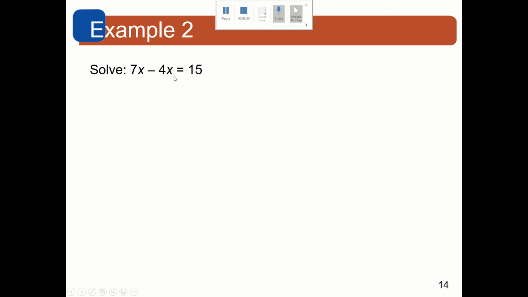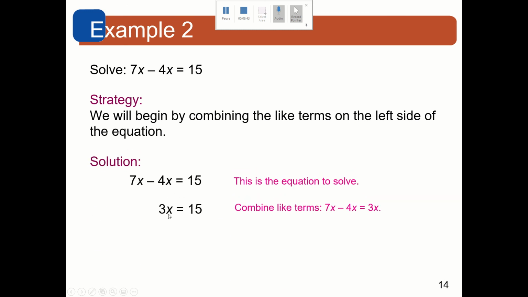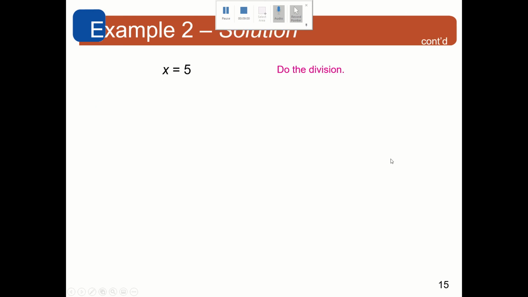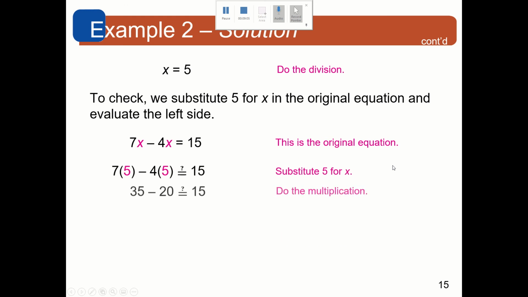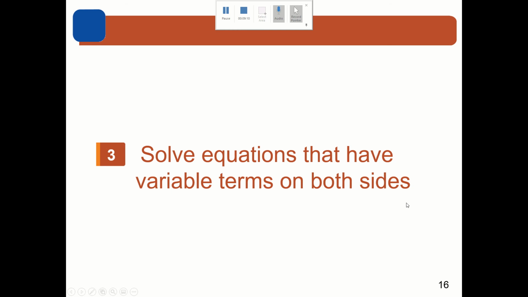I'm going to do 7x minus 4x first. So the first thing we're going to do is 7x minus 4x, which will give us 3x. And now we want to get rid of this 3. So we have 3 times x equals 15. How do I get rid of the 3? Well, I do the opposite of multiplication, which would be division. I would divide both sides by 3, which would give you that x equals 5. And if you wanted to check that, you would just plug it back into the original problem. You get 35 minus 20 equals 15, and 15 equals 15, which is a true statement.